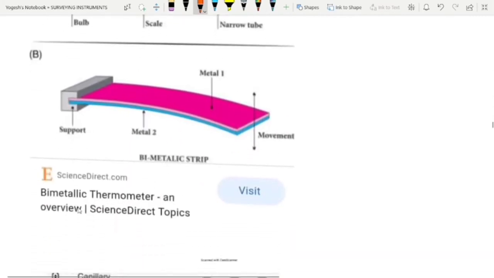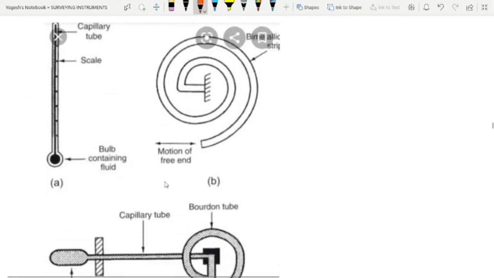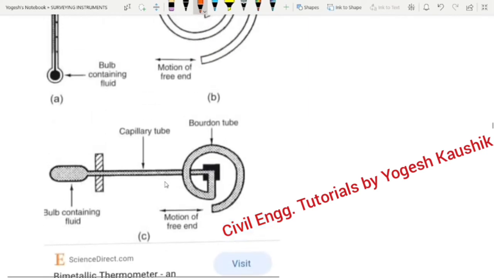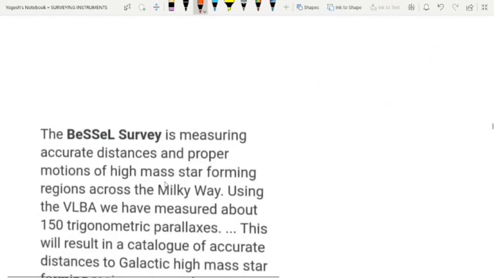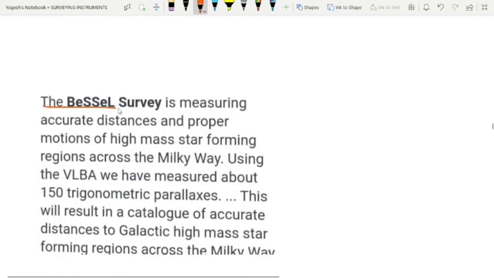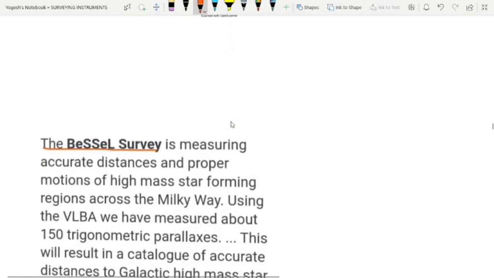These are the bimetallic thermometers, for general use in barometric surveys, or you can say hypsometric surveys. These are the various thermometers to be used for leveling purposes. Bessel's graphical method is used for the plane table survey, and for these types of surveys thermometers are used.